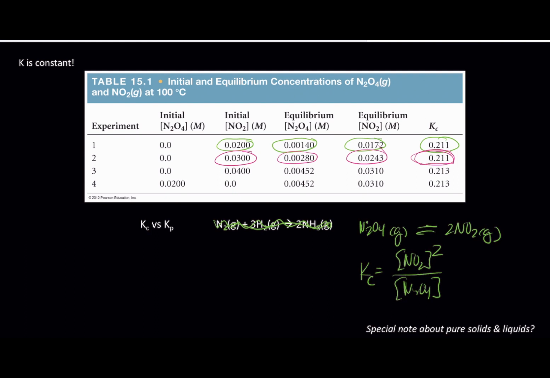All right, do be mindful that there is also the concept of Kp. So if we're dealing with gases, we could just as well talk about Kp, where Kp would be the partial pressure of my NO2 raised to the second, over the partial pressure of my N2O4. Note here we use parentheses because this is pressure and not molarity. The capital P means partial pressure of the respective component. So partial pressure of NO2 raised to the second power, etc.